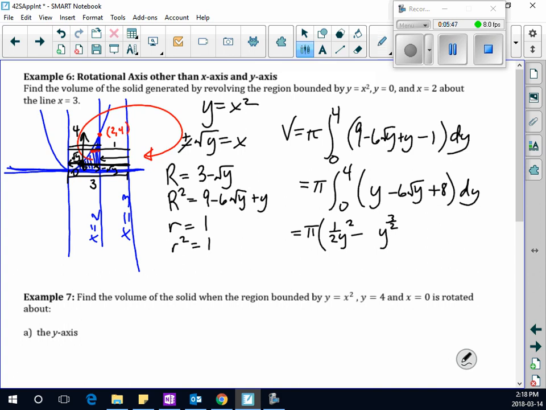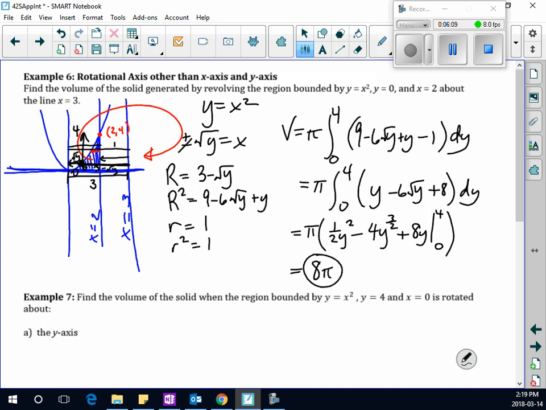And then I've got to multiply by the reciprocal, which is 2/3 times 6. And that gives me 4. And then plus 8y. And this is from 0 to 4. So after we put all the numbers in, we get 8 pi.